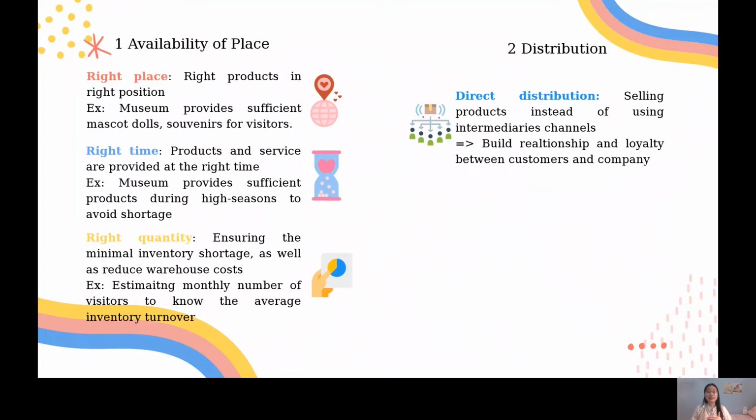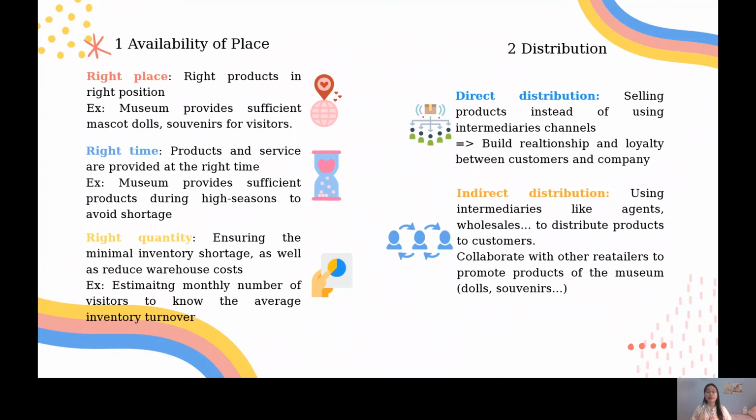Hence, it will increase one-to-one interaction between the company and their consumers. In the case of the AI Marine Museum, we will sell our product directly to our valued customers, which can build the relationship and loyalty between our customers and the company.